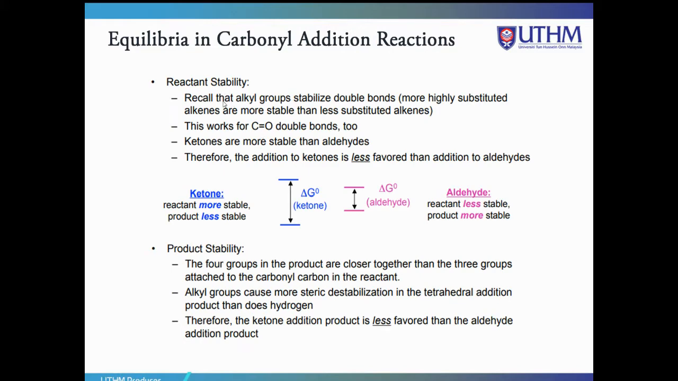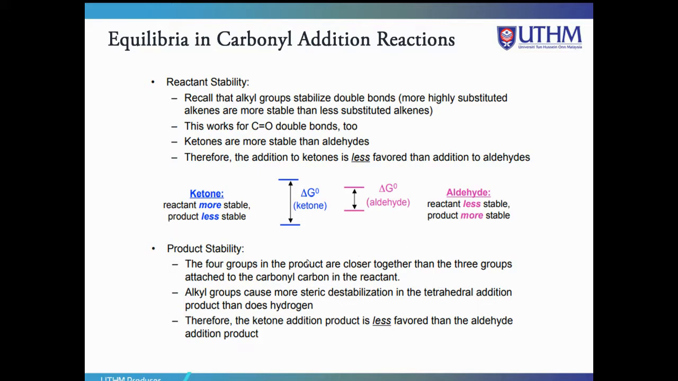Reactant stability. Recall that alkyl groups stabilize double bonds. More highly substituted alkenes are more stable than less substituted alkenes. This works for the C double bond O bond too. Ketones are more stable than aldehydes. Therefore, addition to ketone is less favored than addition to aldehyde. This comparison is illustrated between ketone and aldehyde. For ketone, the reactant is more stable, therefore the product is less stable. For aldehyde, the reactant is less stable, however the product is more stable.